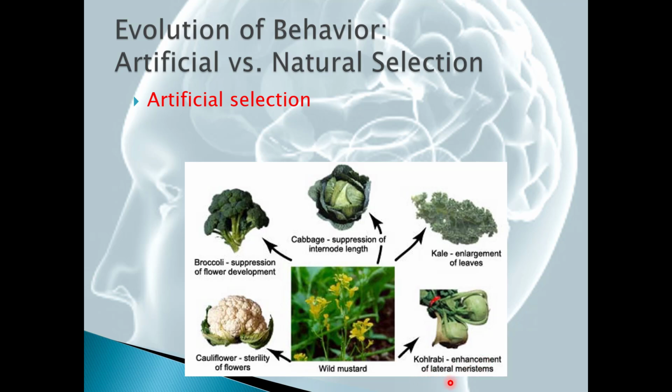And I know, when I first saw this, I thought, this is not possible. And then I did some research into it, and sure enough, wild mustard was actually bred into all of these vegetables. They come from wild mustard. It was just farmers took desirable traits and bred them to produce these different products.